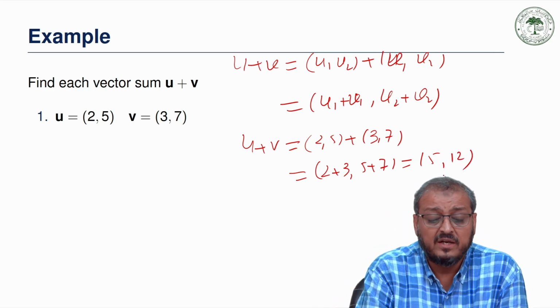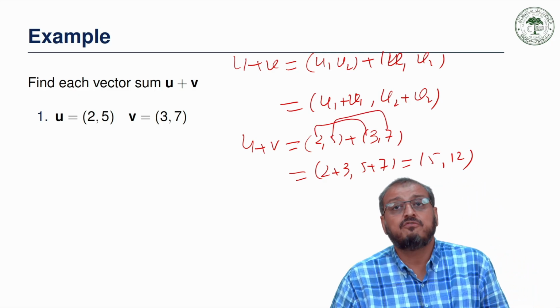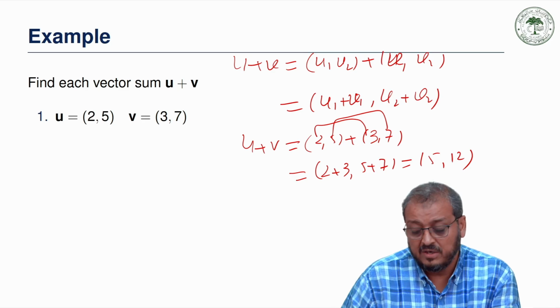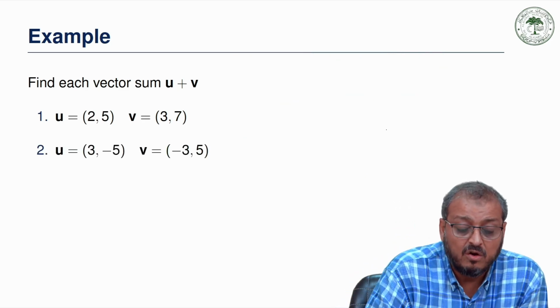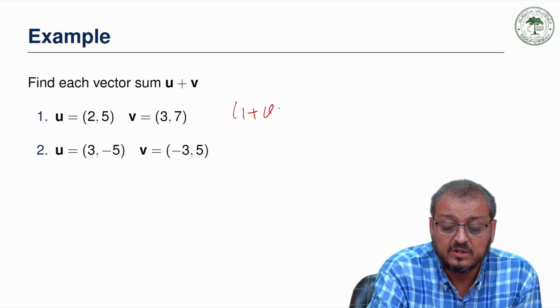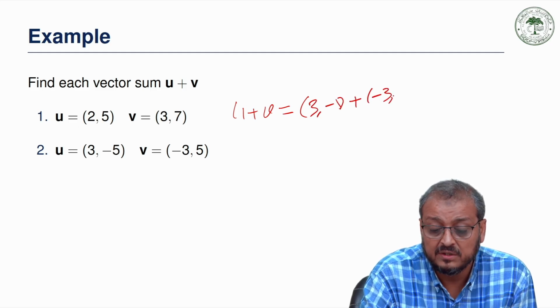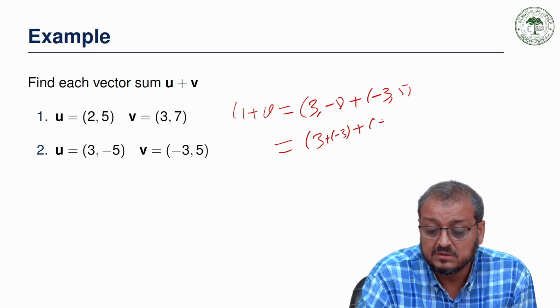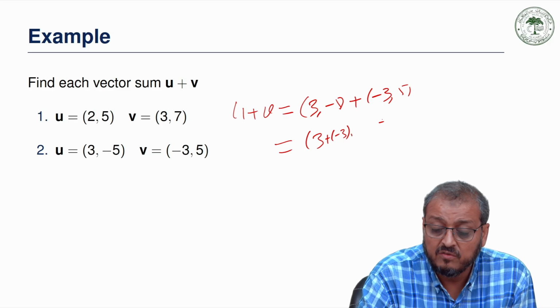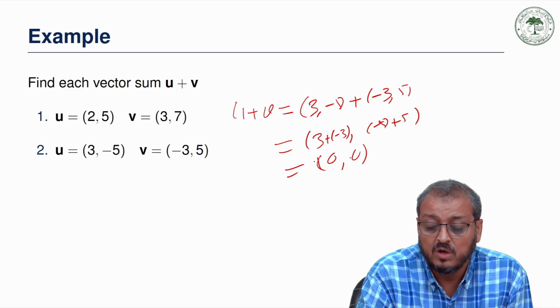So, simply we can say that we add component-wise: the first component is added to the first component of the other vector, and similarly the second component to the second component. Similarly, in the second case, u plus v is 3, minus 5 plus minus 3, 5, which can be written as 3 plus minus 3, and minus 5 plus 5. The sum is equal to 0 and 0. So the sum of these two vectors is the zero vector.